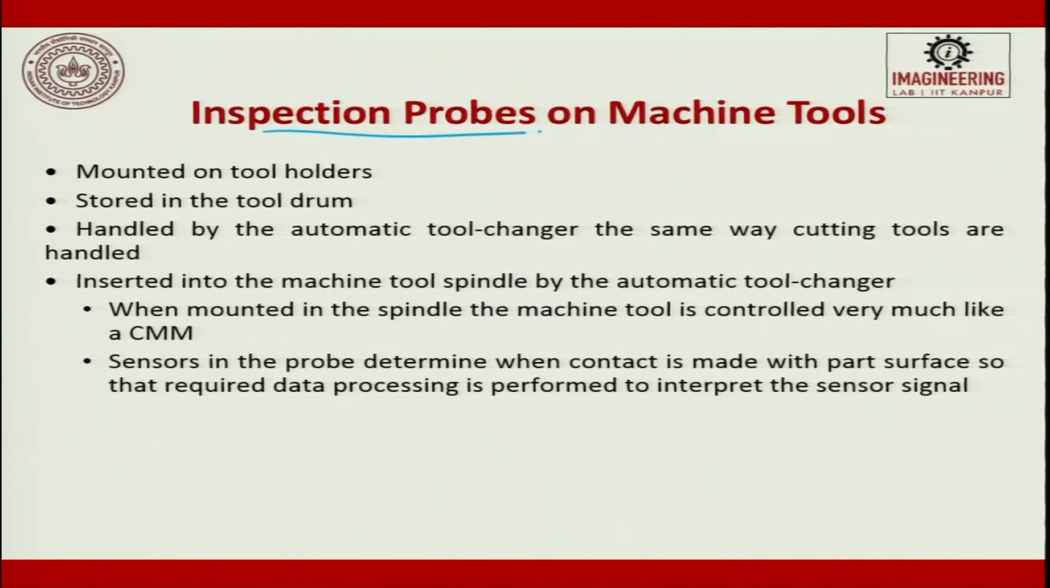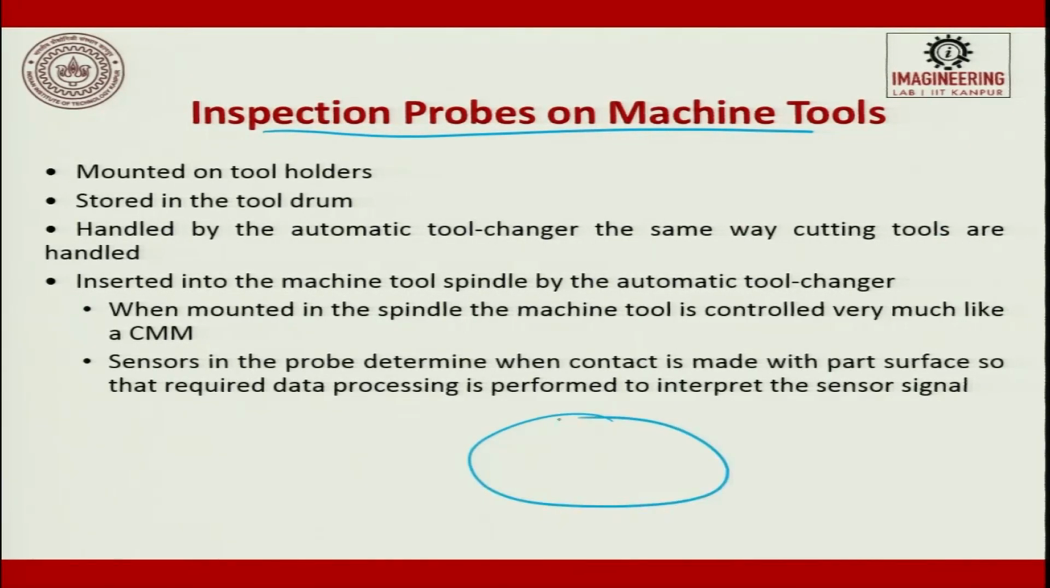So, the inspection probe on a machine tool. Today, rather than having a CMM separately, in the machine tool itself they are trying to interface an inspection probe, mounted on the tool holder. The probe is stored in the tool drum, in the magazine, handled by the automatic tool changer. The same way a cutting tool is handled, we have a probe.